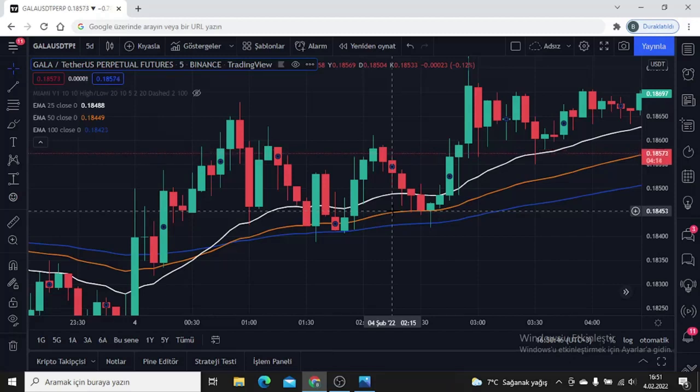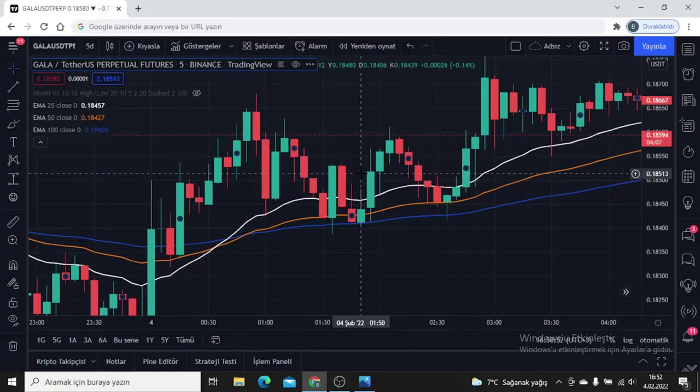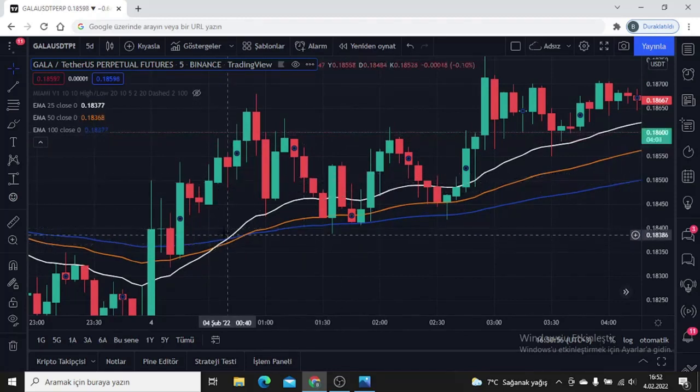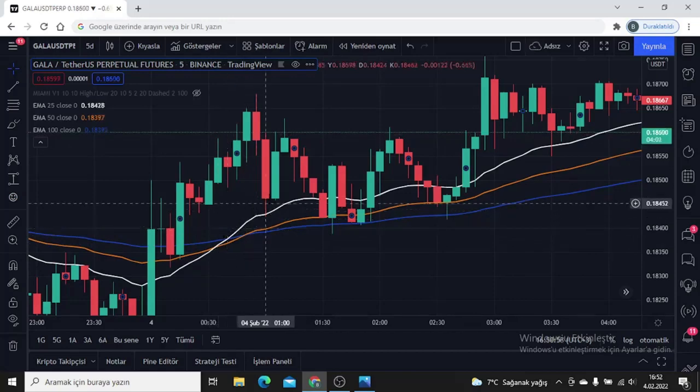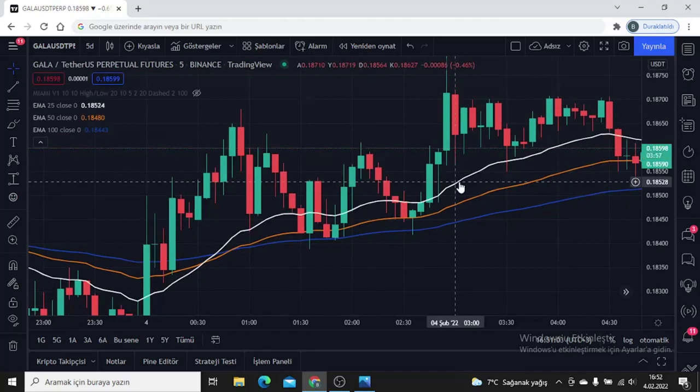We always know that when the short moving average crosses the long moving average upwards, it creates a buy signal. In addition, let me tell you this: if the 25-day moving average is above, the 50-day moving average is in the middle, and the 100-day moving average is at the bottom, we can predict an uptrend will begin in the market.